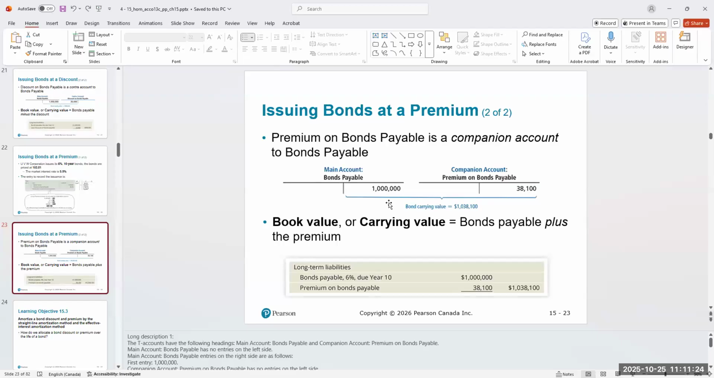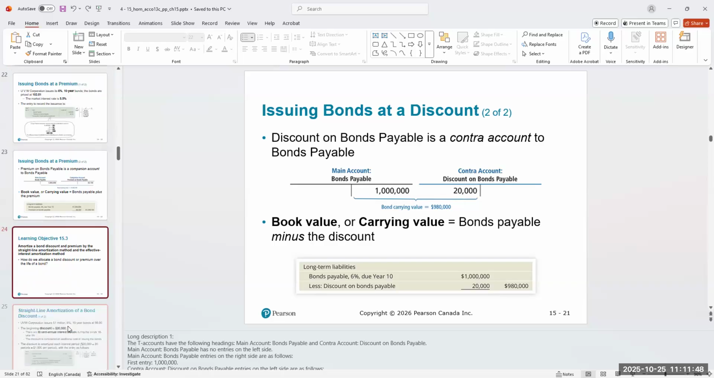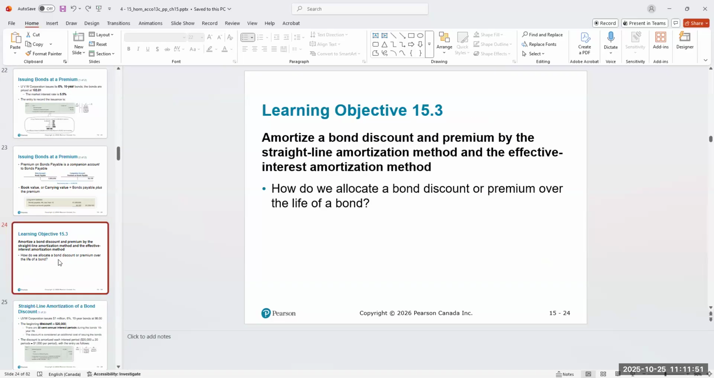When we combine together on the balance sheet, we're always going to show the compound amount between the bonds payable and premium, and that will be the carrying amount of the bond payable. When we issue the discount, the carrying amount of the bond payable will be the bond payable less the discount. Now, what's going to happen with this premium and discount? We have to amortize those over the life of the bonds.